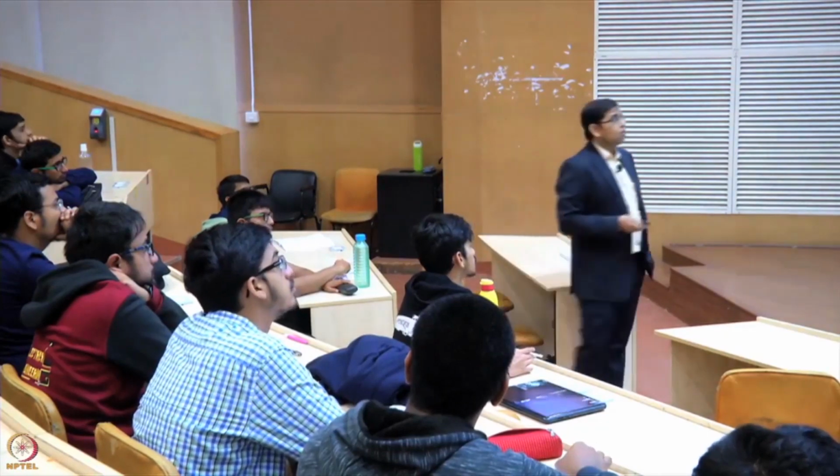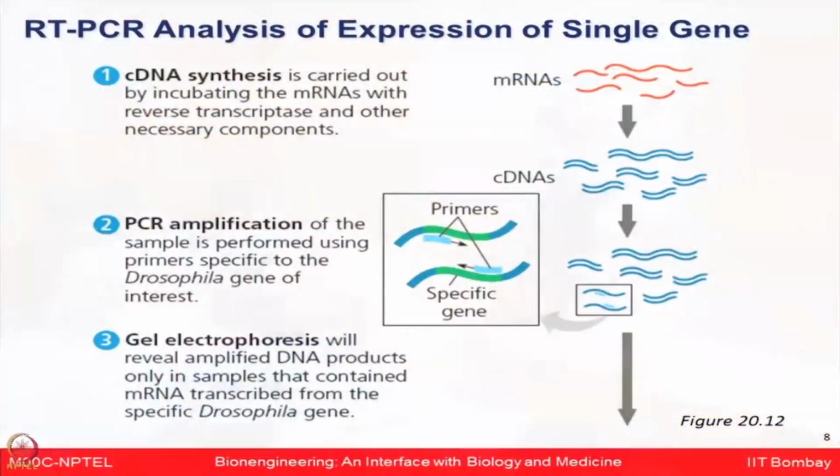Okay, this is a little complex, but let's go through it. So you have an mRNA population in this cell. That mRNA can be converted into complementary DNA, cDNA, and I'll talk to you about how that can be done. Now from this cDNA you can do PCR amplification for a given gene of interest which you want to see amplified, and then you can resolve those products on a gel to see how specific that band is, whether it corresponds to the right gene or not.